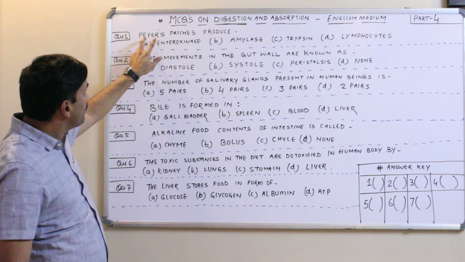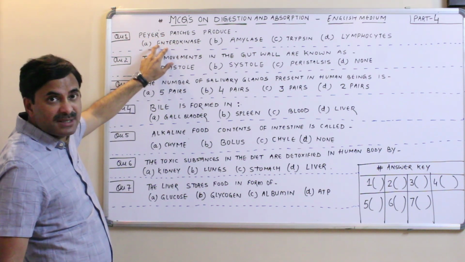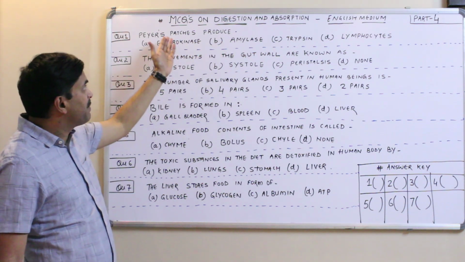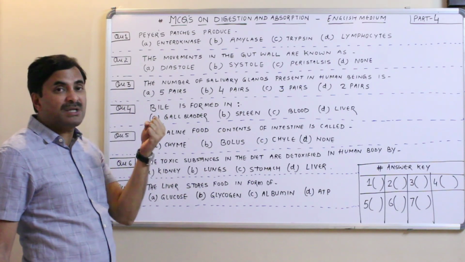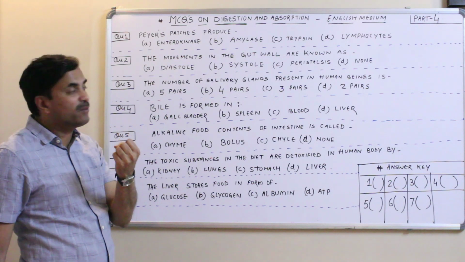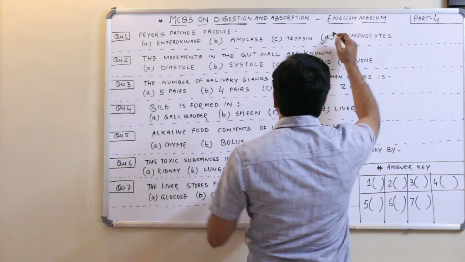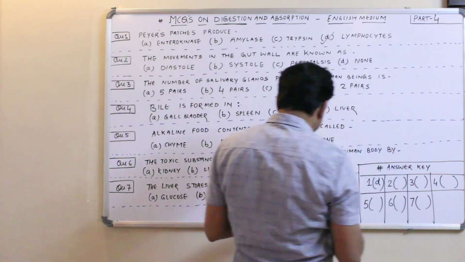Okay, so Peyer's patches produce enterokinase? Enterokinase is an enzyme, like amylase and trypsin. Peyer's patches produce what? Lymphocytes. Basically Peyer's patches are the masses of the lymphoid tissue. Fine. So Peyer's patches produce lymphocytes. So question number 1 has the answer D.